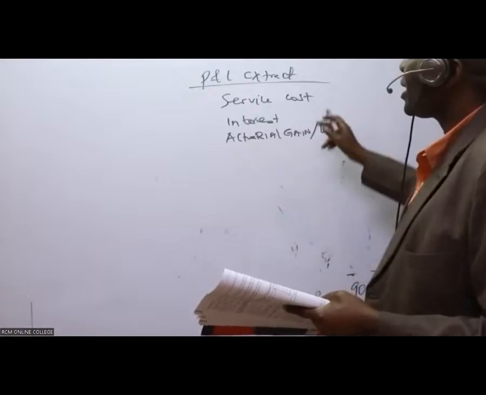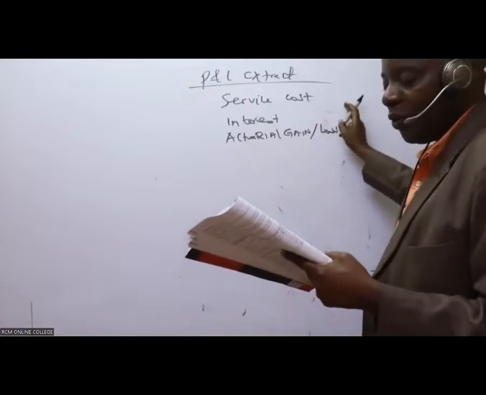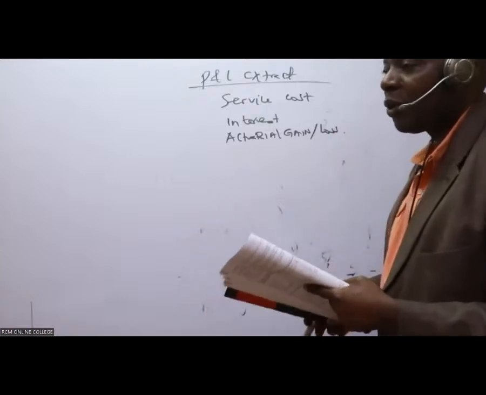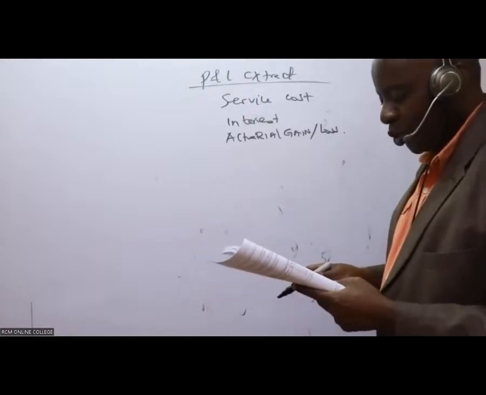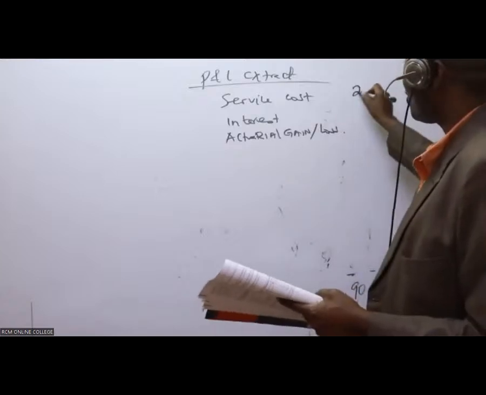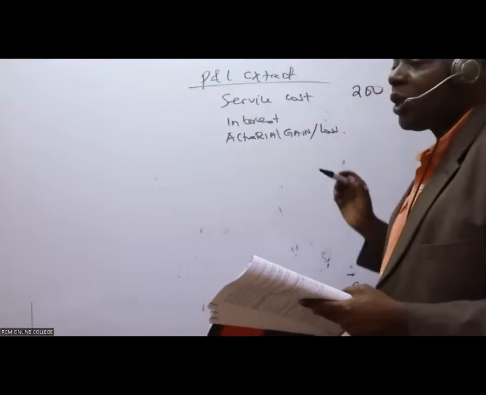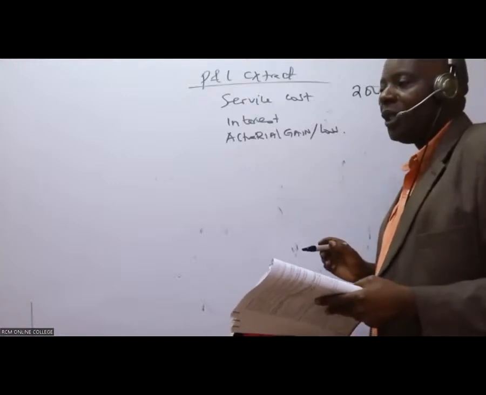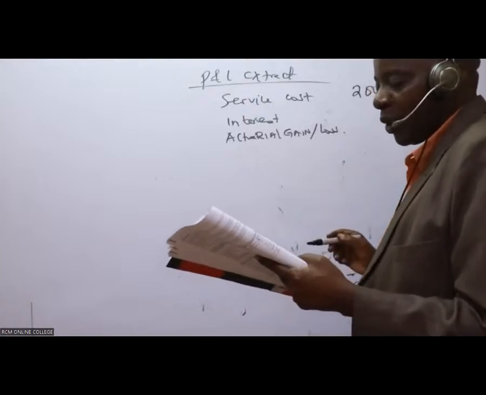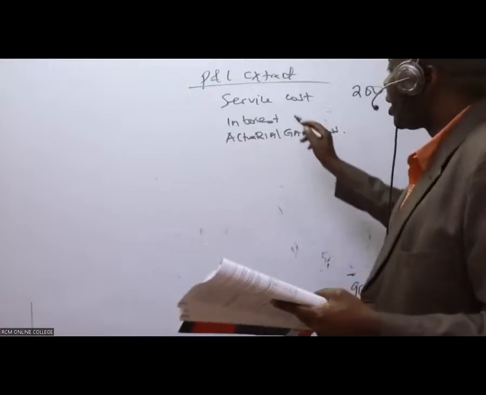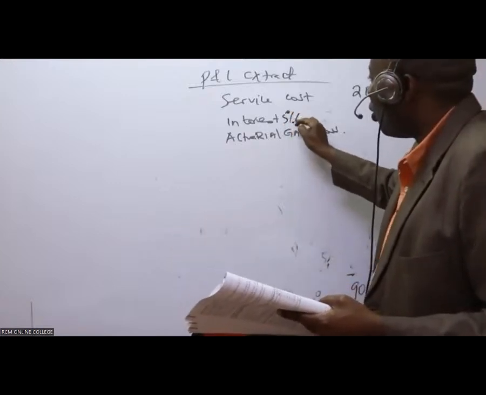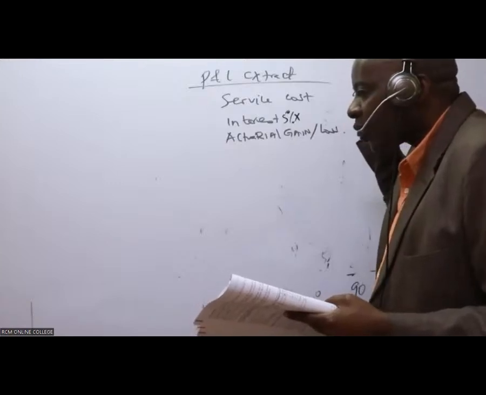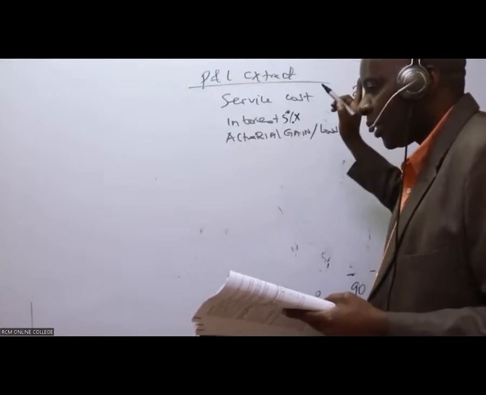So in this case here, the service cost, how much service cost are you able to see? Somebody talk to me. 200. Thank you very much. How about interest? Interest, I should be able to take what times what. I can see the rate of interest there. It's 5% of the opening obligation.